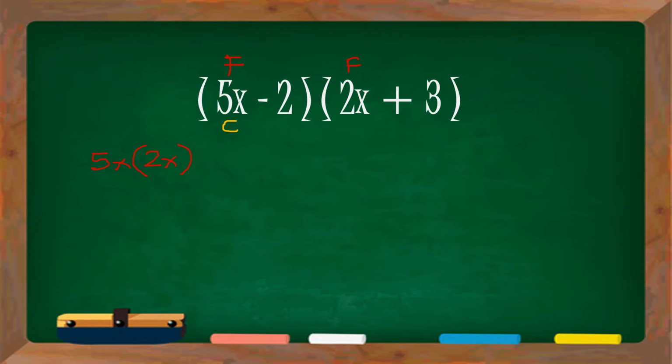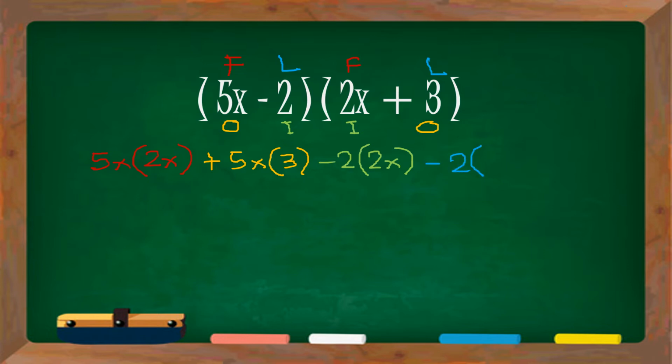Okay, after the letter F, of course, si outer term. This is the outer term, 5x. Ang partner naman niya ay si positive 3. So, let's bring down positive 5x times positive 3. Then, pagkatapos ni outer, we have the inner. Inner term and inner term. So, we have negative 2 times positive 2x. And our last term is negative 2 and positive 3. Okay, tandaan lagi yung position ni F, O, I, and L.